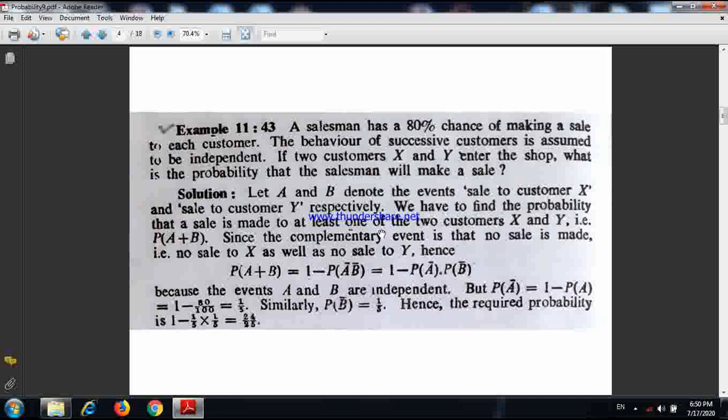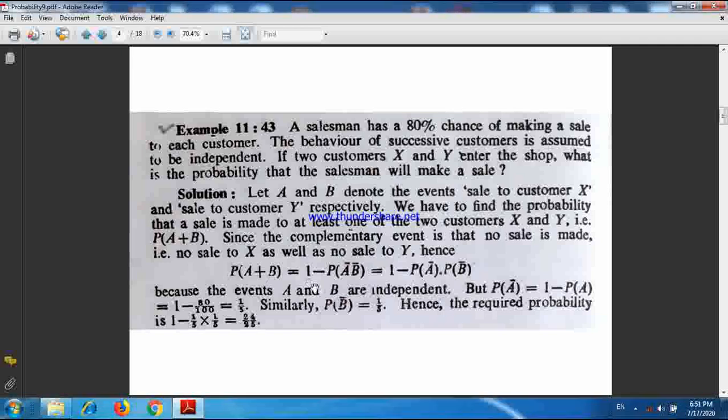So the required probability, how to find out? We just declare two events A and B. A denotes the event sales to customer X, and B denotes the event sales to customer Y. So the required probability will be P(A union B). Now P(A union B) equals PA plus PB minus P(A intersection B), or you can write it this way also, P(A union B) equals 1 minus P(A bar intersection B bar). Now P(A bar intersection B bar) is written as P(A bar) into P(B bar). We have already seen that if A and B are independent, then A bar and B bar are also independent. This is the easiest way to find it.